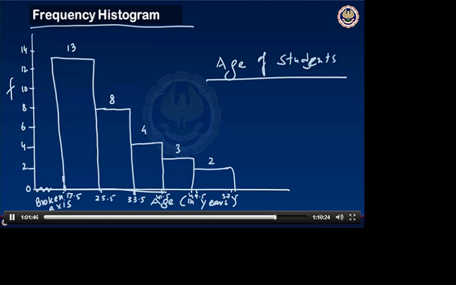So between the age of 17.5 to 25.5 there are 13 students, and between 25.5 to 33.5 there are 8 students. Between 33.5 to 41.5 there are 4 students. Between 41.5 to 49.5 there are 3 students. And between 49.5 to 57.5 there are 2 students. So this data has been now represented into a frequency histogram.